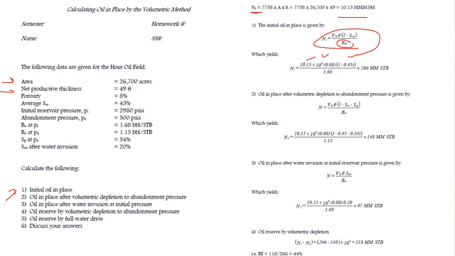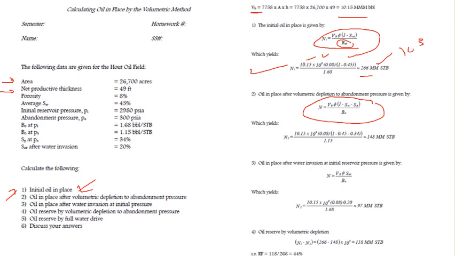We calculate the initial oil in place at initial reservoir pressure, so no problem in this. So we have 266 million STB. Every M is 10 power 3, so we have 10 power 3, 10 power 3, 10 power 6 million. Okay, oil in place after volumetric depletion to abandonment pressure is given by this law.